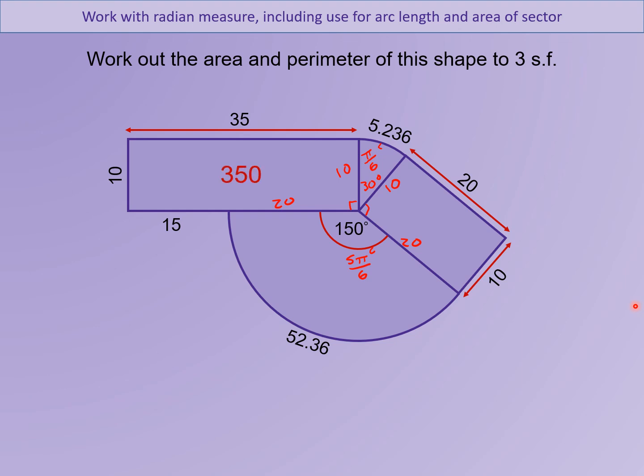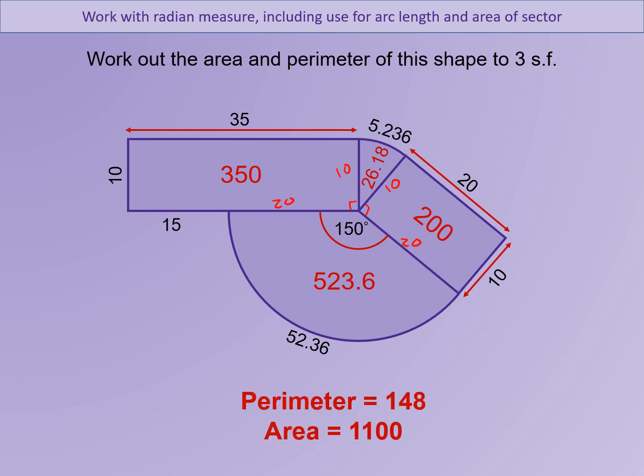We can also calculate the areas. For example, we have 350 here. We can also calculate 200, and using the half r squared theta, we can fill in the sector areas here. So therefore, the perimeter of the shape, rounded to 3 significant figures, is 148. The area is 1,100.